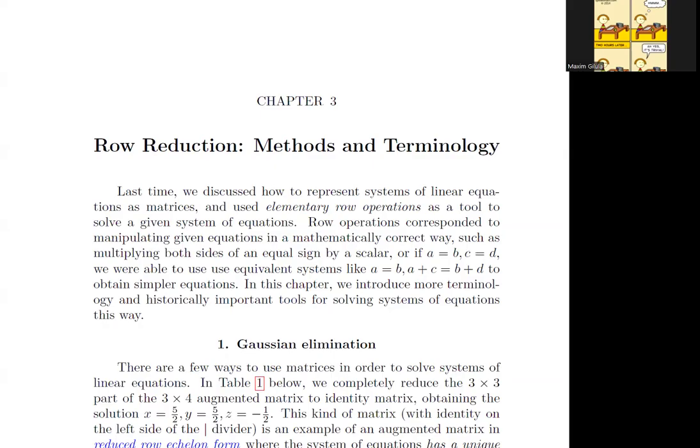For example, if you had A equals B, C equals D, that's equivalent to A equals B, A plus C is B plus D. We can get both of these pairs of equations from each other. So in this chapter, we introduce more terminology and some historically important tools for solving systems of equations this way.